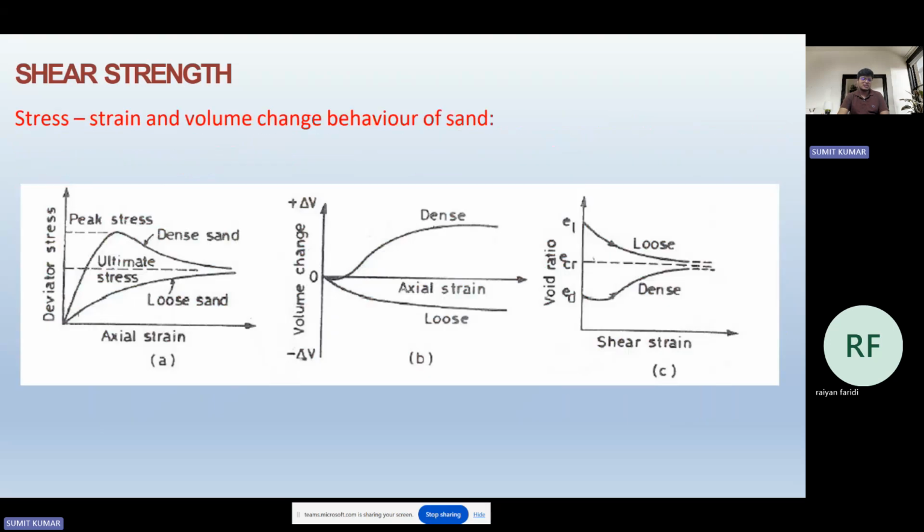Now you again see the value of deviatoric stress for the loose sand and the dense sand. The loose sand behaves more or less as normally consolidated, but the dense sand behaves as over consolidated. Similar is the volume change and void ratio variation for NC and OC, that is, normally consolidated or over consolidated.